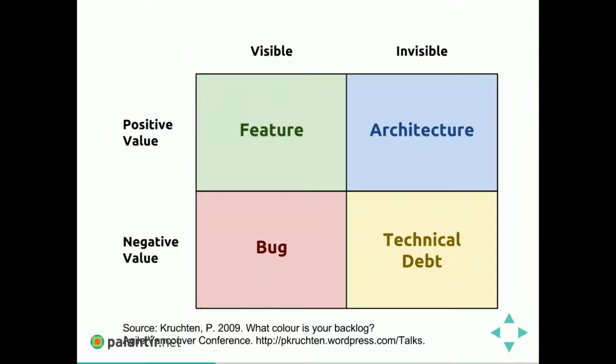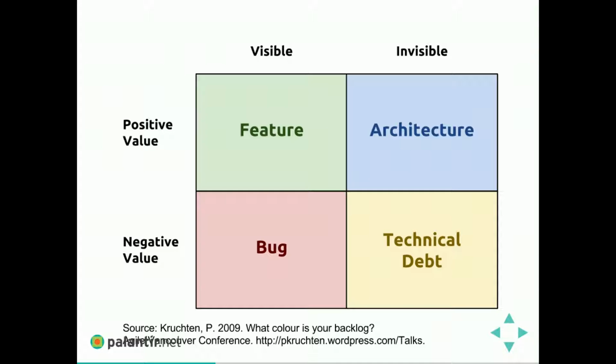Now let's look at the bottom left. These are bugs. It's negative value, which means that effort spent here is not of positive value to the organization. It's stuff that should have already been done, but it's visible. Everyone sees that, for example when I type a space into the username input and it fails to log me in. Bugs are something that everyone sees, and usually with a ticketing system, you identify this as effort that needs to be done.